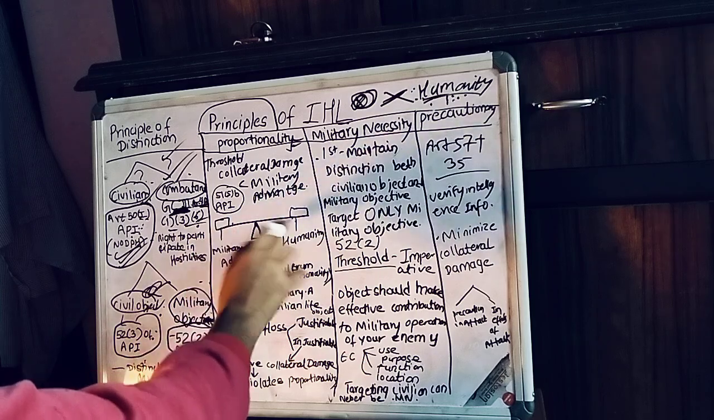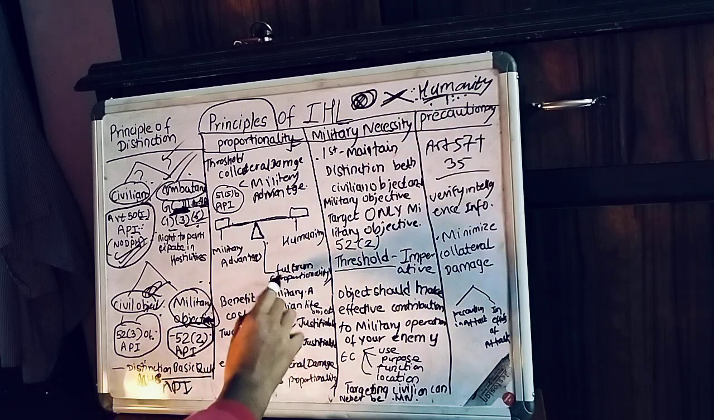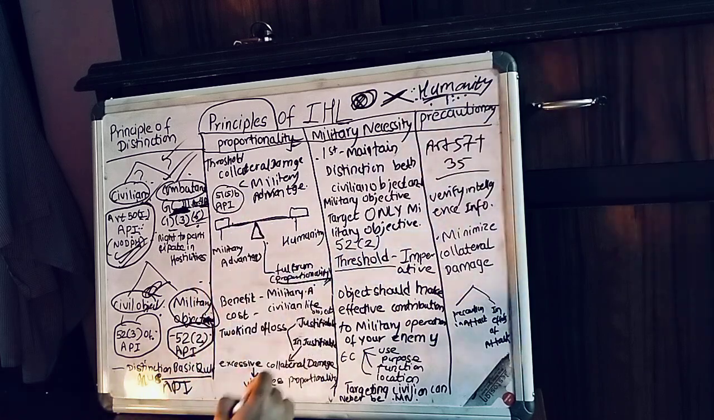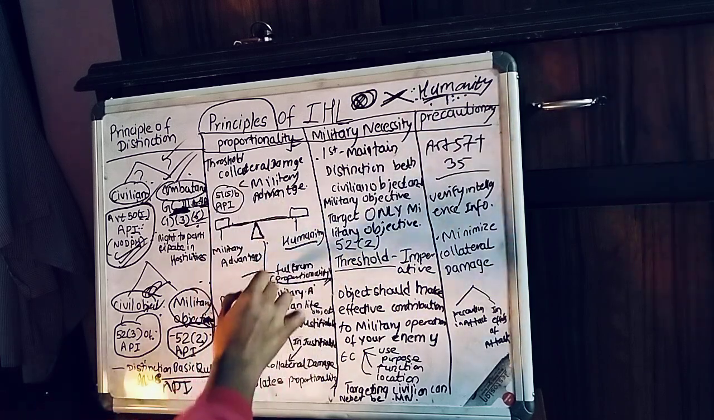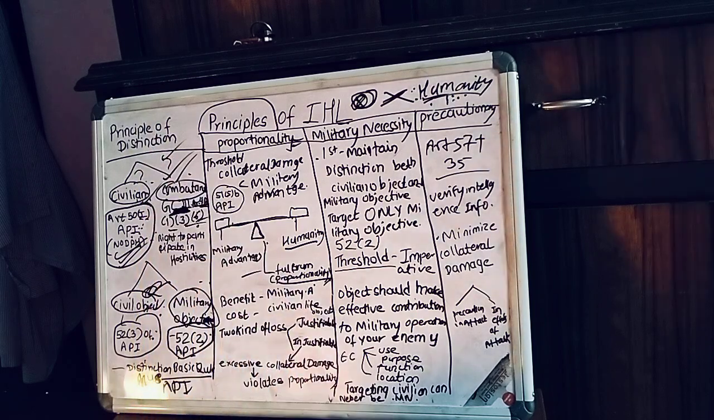These two objects are there, right? So balance is created by the fulcrum. This fulcrum is proportionality. So proportionality should create a balance between humanity and military objective. That means whenever you're setting a target, whenever you are performing an act in accordance with your commander, you always have to follow one principle, that is: does the damage that is predicted meet our military advantage or not?